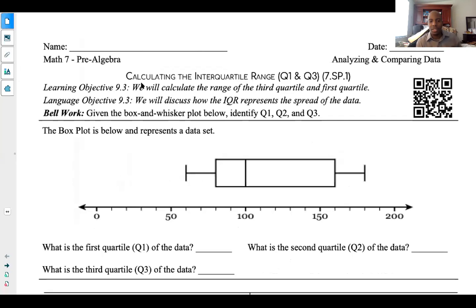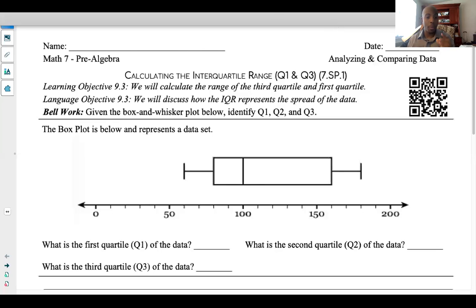So do me a favor. What is the first quartile? What is the second quartile? And what is the third quartile of this particular box plot? Take a second. If you need to, pause the video, write down your answers, and then unpause it. So that way you can check to see if your answers are absolutely right, okay?